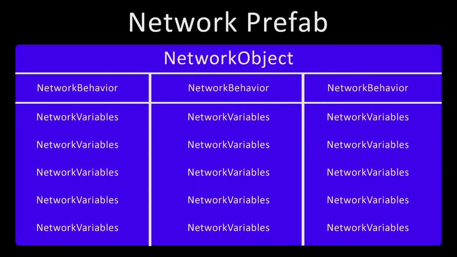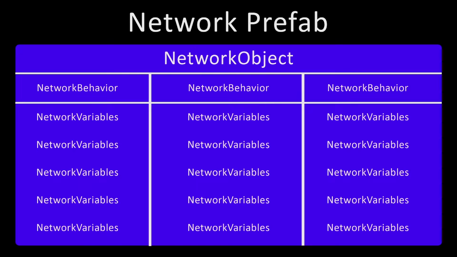And if you create a script that is a network behavior and you attach it to a GameObject that doesn't have a network object, that network object is going to be automatically added, because they really go hand in hand together. The network behavior allows you to write RPC calls, and it also contains network variables. The network variables are basically the data that allows you to sync some data between your clients.